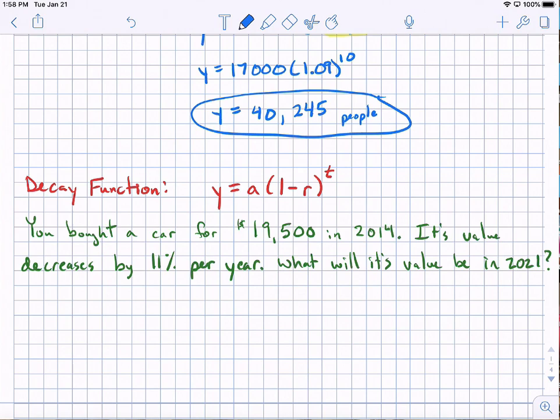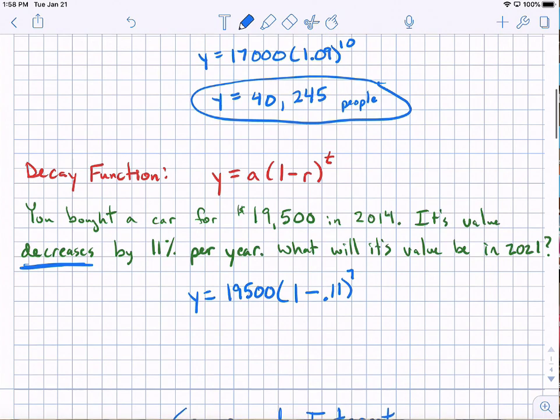So we're going to do the exact same thing we did on the problem up above with the population. Starting value is 19,500. I'm going to go 1 minus this time because it's decaying. It's decreasing. Again, it's usually very obvious in the problem if it's growth or decay. And 11% would be 0.11. And then what do we need? Time yet. What will its value be in 2021? So from 2014 to 2021, that would be a difference of 7 years. So t will be 7.